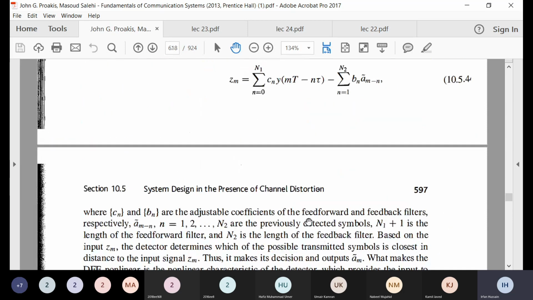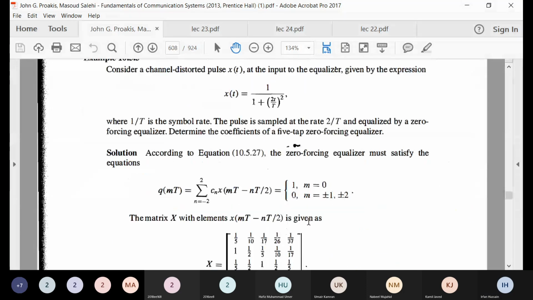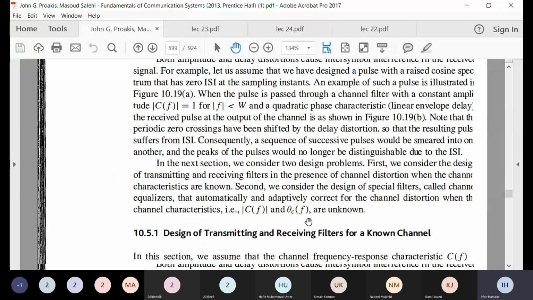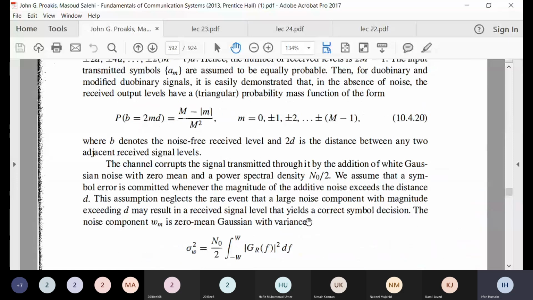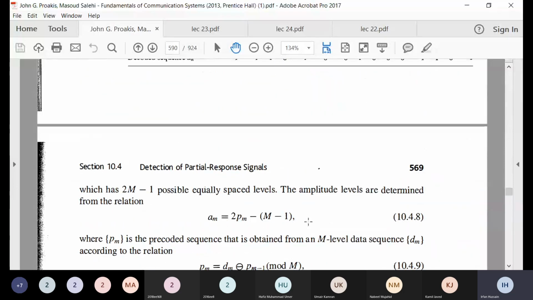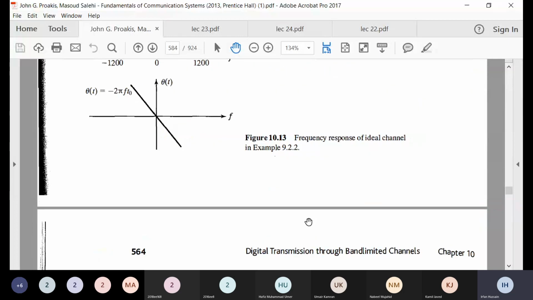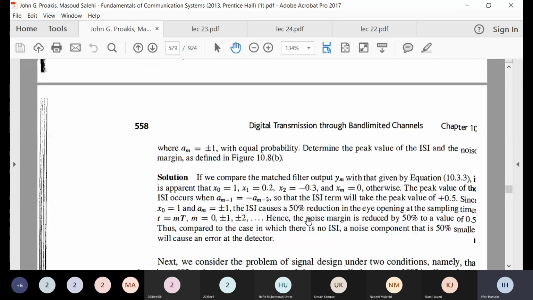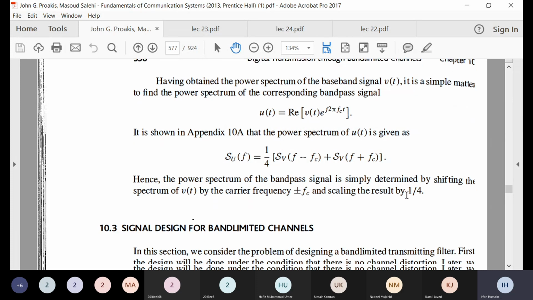Coming back to our part where we left off. All right, in this way you can see we have done this.